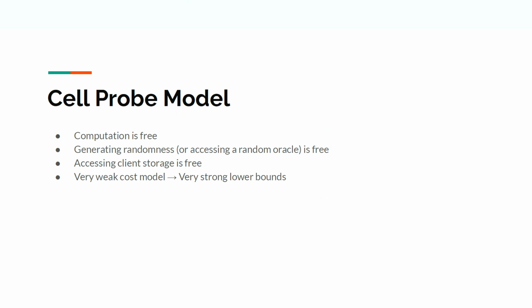So you could do computation for free, you can solve your favorite NP-complete problem for free, generate and store randomness, access the client storage, everything's free. And so the good news about this is that a very weak cost model implies very, very strong lower bounds. So our lower bounds should apply to any reasonable model of computation where these things would actually be charged some cost.